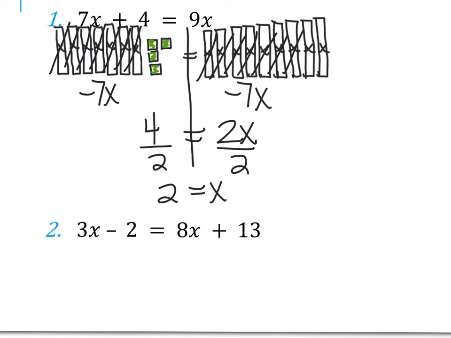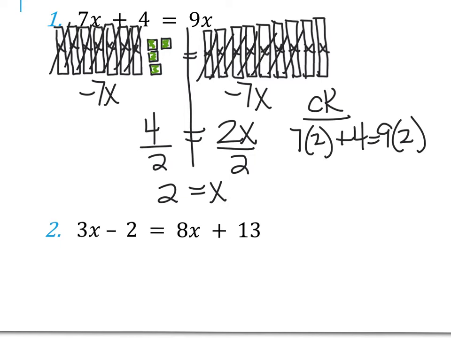Now when I go to check this, you want to plug it into both locations of those x's. So I have 7 times x, and I'm going to plug in the 2 at the x spot, plus 4 equals 9 times 2 again. When I'm going through this, I'm going to use my order of operations on the left-hand side, get an amount, and then do my order of operations on the right-hand side, get an amount, and hopefully those two amounts are the same. If they are the same, that means I did it correctly. If they are not the same, I probably want to go back and check my work.